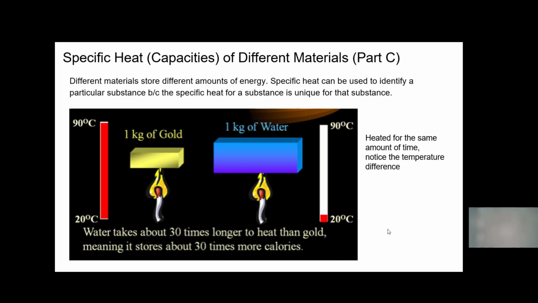So here's a picture of gold and water, same masses. They were heated for the same amount of time, and what you see is gold goes to 90 degrees Celsius very quickly. Water barely even raises a few degrees. That has to do with specific heat value. Water has a huge specific heat value compared to metals.